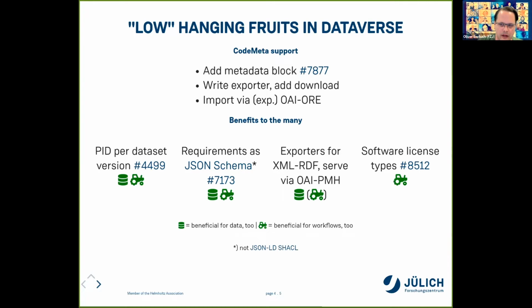Another thing I just recently came across is that it might be handy to have an XML RDF output of the metadata we're providing via our OAI-PMH. So it's making all the metadata of custom metadata blocks, etc., harvestable, which would also be great when you want to harvest, like, give me all software you have indexed here. And of course, software license types might be added. There's also already an issue about this, and a discussion is going on.